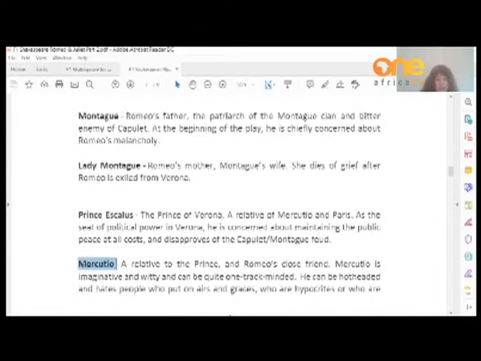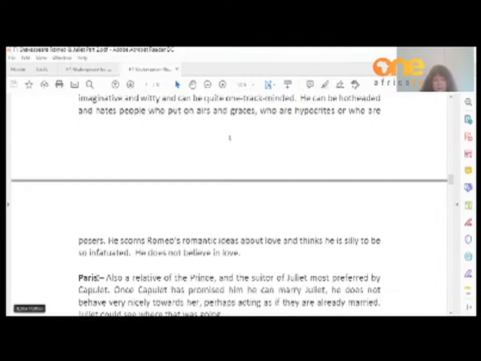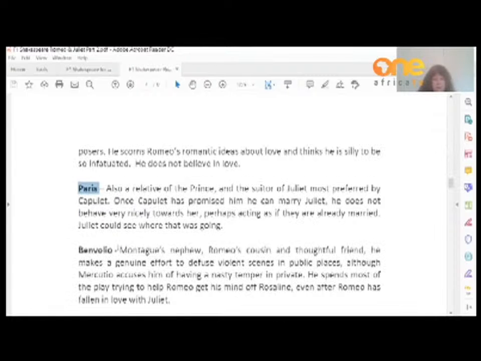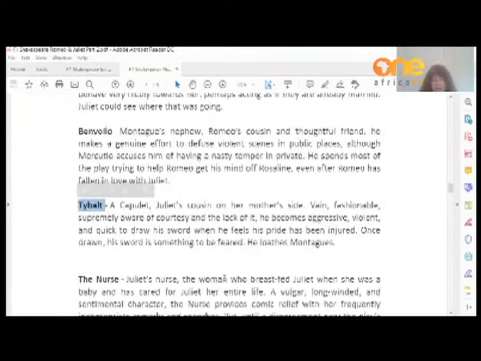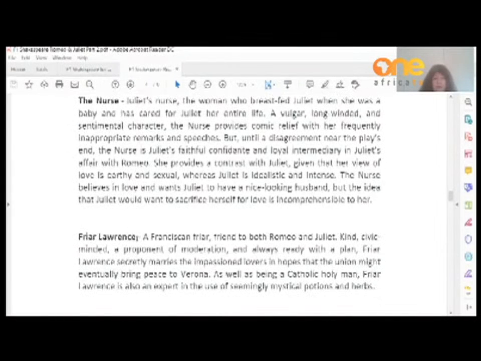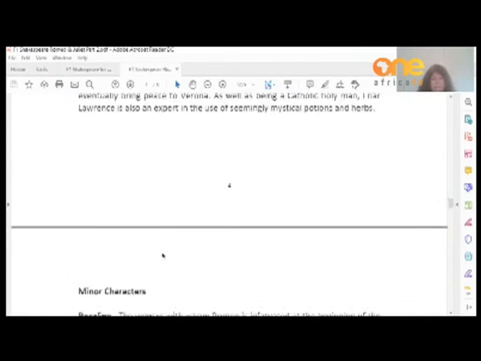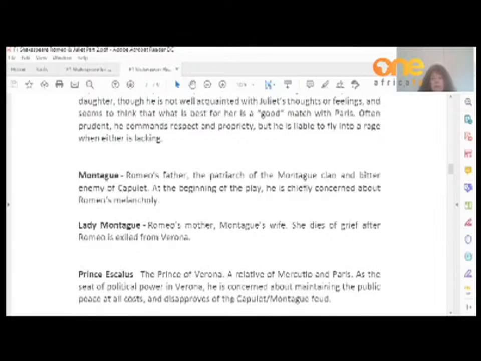We've got a guy called Mercutio, a relative of the prince and Romeo's close friend. We'll look at more details later. We've got someone called Paris, which is the person that Juliet's dad wants her to marry. We've got Benvolio, Romeo's cousin and friend. We've got Tybalt, who is Juliet's cousin. We've got the nurse, and we've got Friar Lawrence, whom you will meet later on in the play. There's a whole bunch of minor characters, but I don't think we need to look at them at the moment.